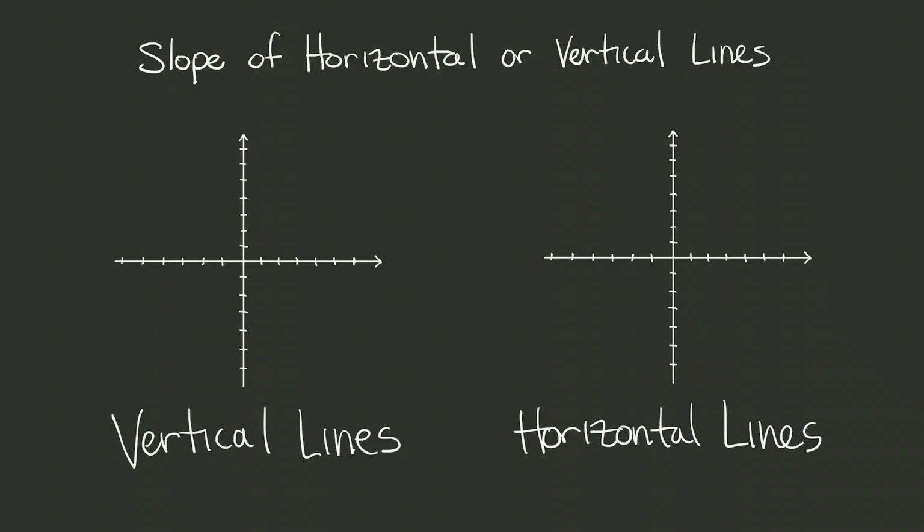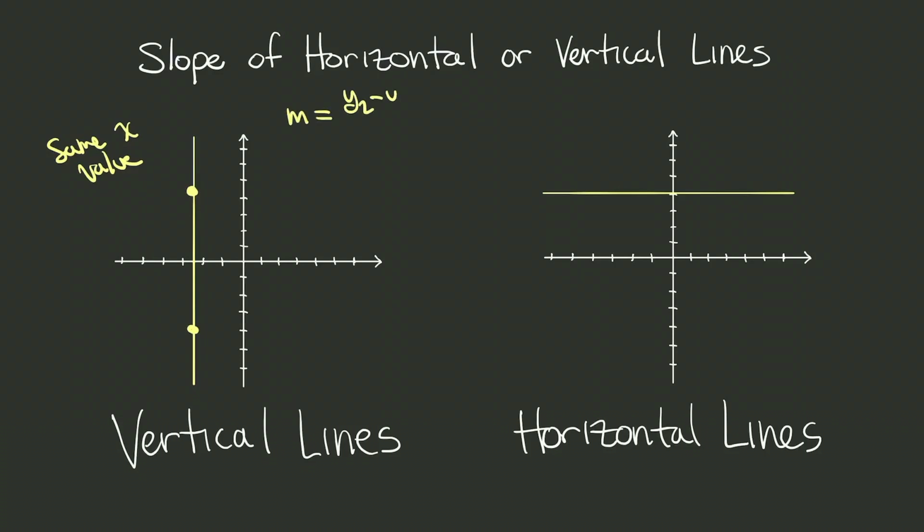In this video, we'll discuss the slope of lines that are either horizontal or vertical. Notice that 2 points on a vertical line are going to have the same x value. So if we try to compute our slope, m, as rise over run, which is y2 minus y1 over x2 minus x1, that means in the denominator we're going to get 0. Division by 0 is undefined, and so we say that this slope is undefined. So the slope of any vertical line is undefined.